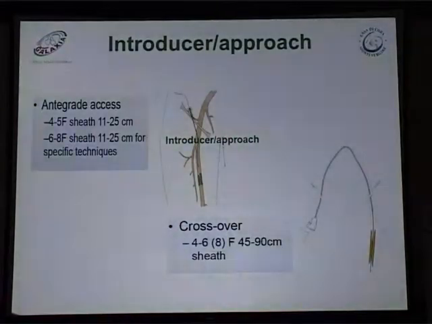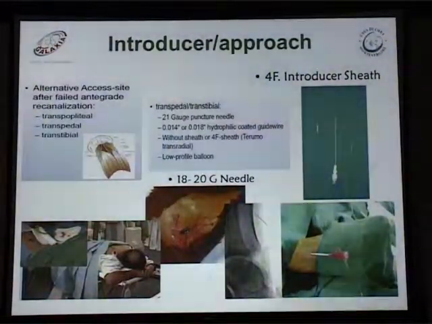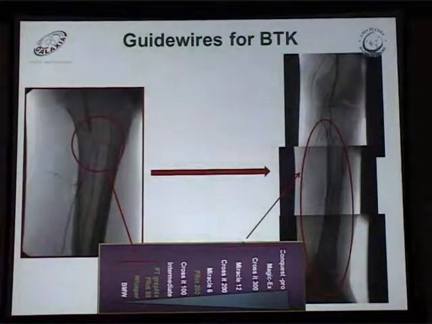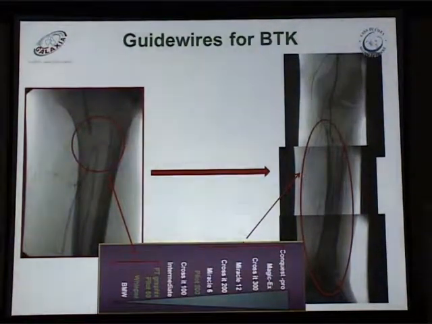So usually the angioplasty is performed taking an antegrade access or crossover access. The alternative access sites after failed antegrade recanalization are transpopliteal, transpedal, or transtibial approach. As I told you, guide wires for below the knee, there are a lot. Soft hydrophilic guide wires are usually used in tight stenosis and difficult occlusions. In chronic total occlusions, usually stiffer guide wires are used, hydrophilic sometimes.